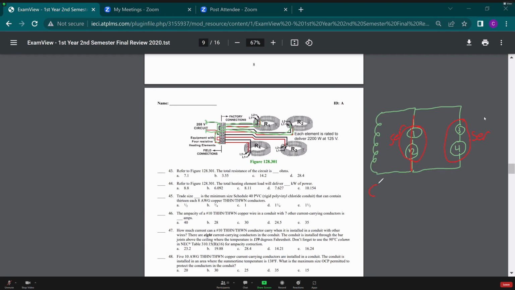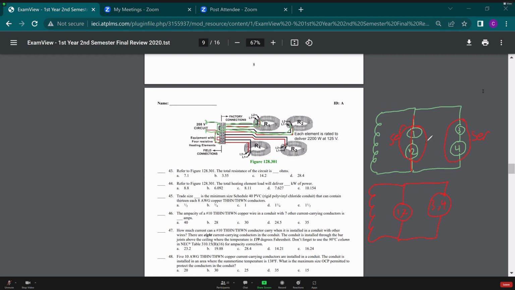So if I redraw my diagram, I can do 1, 2, and I can do 3, 4, just like that. Now I have a parallel diagram here, and my parallel rules will apply.